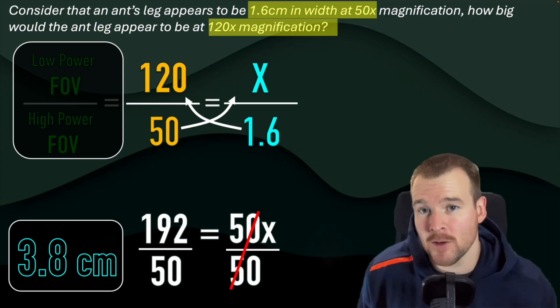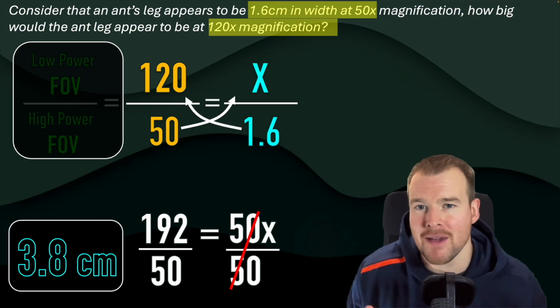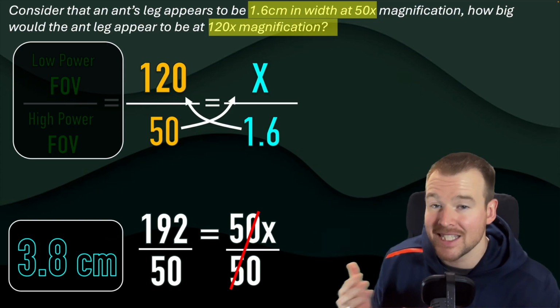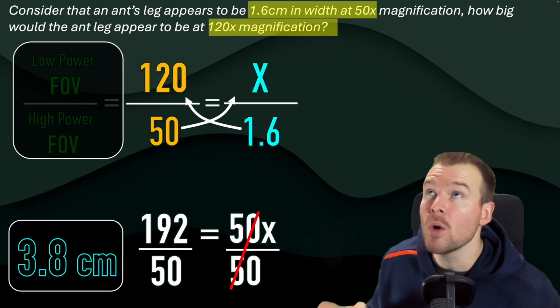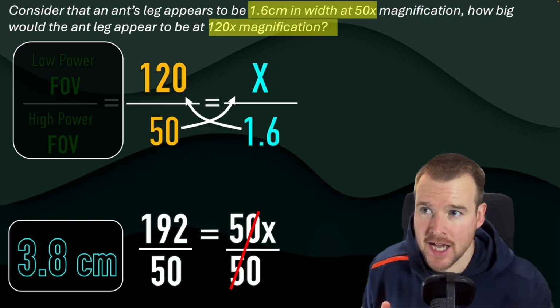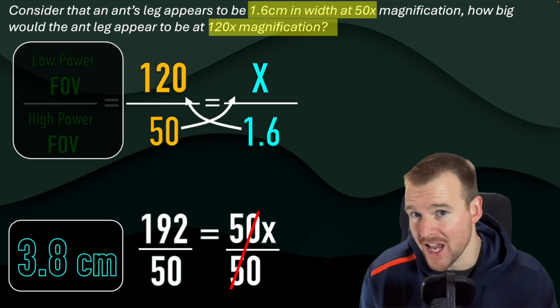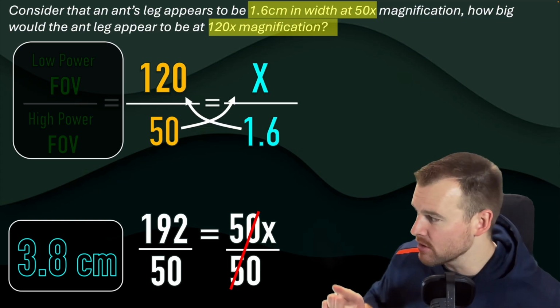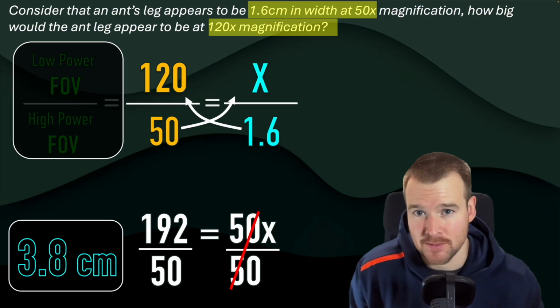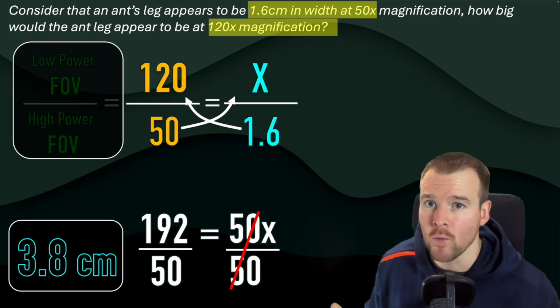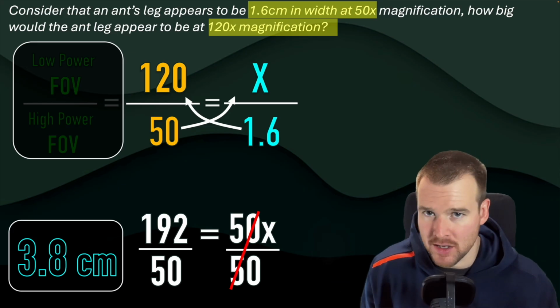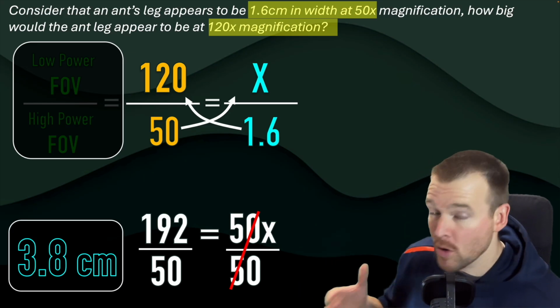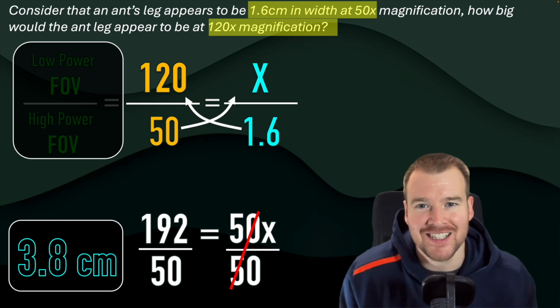But just before you leave this question, it's good to always check that your number makes sense. With these fractions, it's easy to sometimes do something backwards. If it was 1.6 when I was at 50 times, now I went to 120, I zoomed in, and my number's bigger, 3.8. Yes, that does make sense. If I got a number smaller, like 1.2 or 0.8, that wouldn't make sense. When I zoom in, my answer should become bigger. So always good to check that before you move on to the next question.